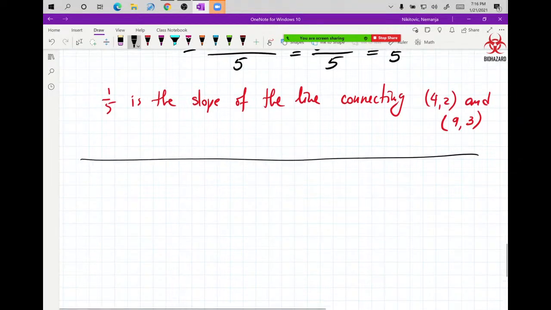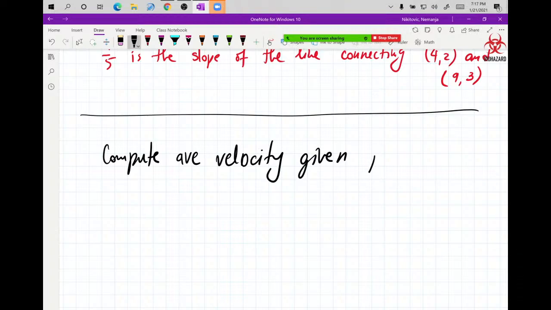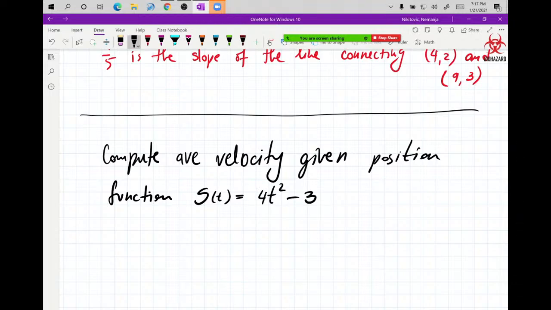So for the word problem or applied problem in respect to all of this stuff, we can say: compute average velocity given position function s of t equals 4t squared minus 3, whatever, on the interval, which is a time interval, of let's go 1 to 3. It doesn't matter.